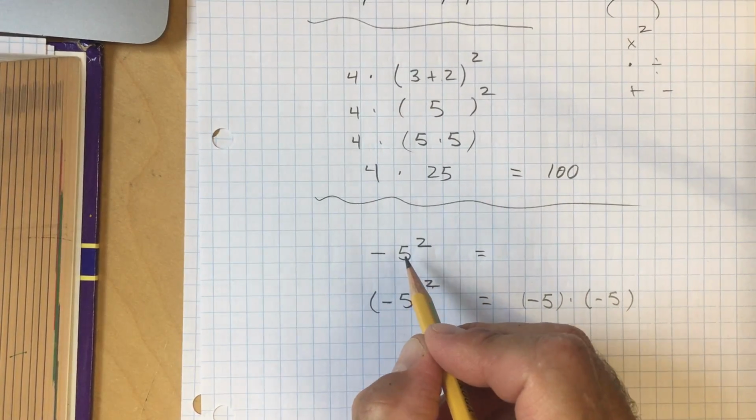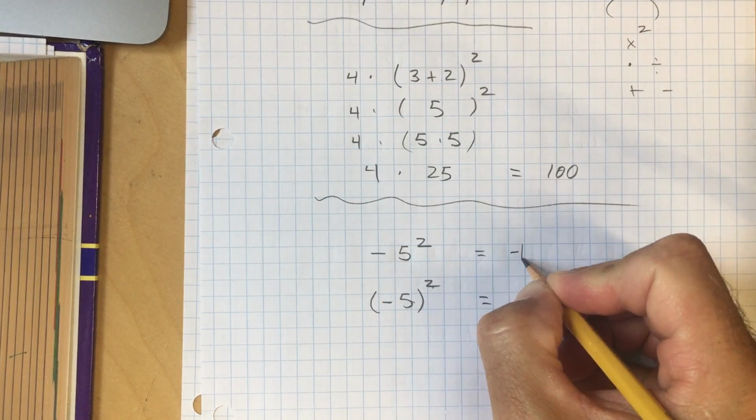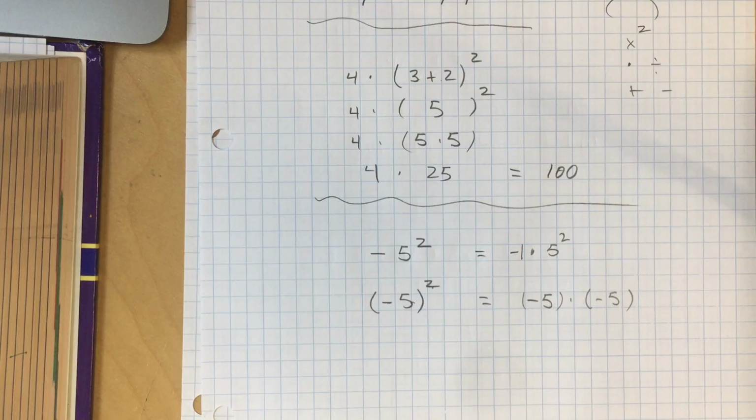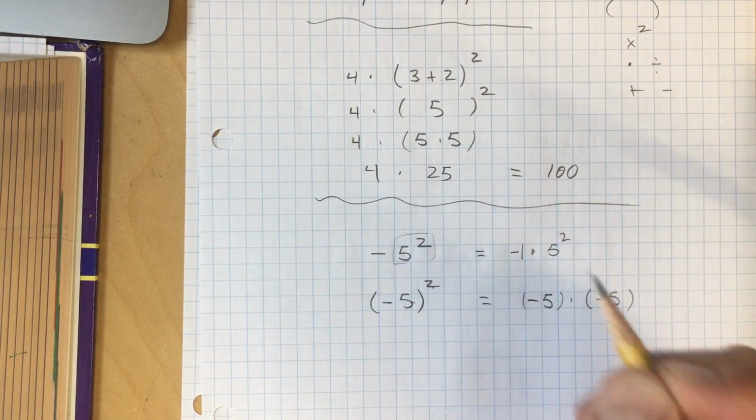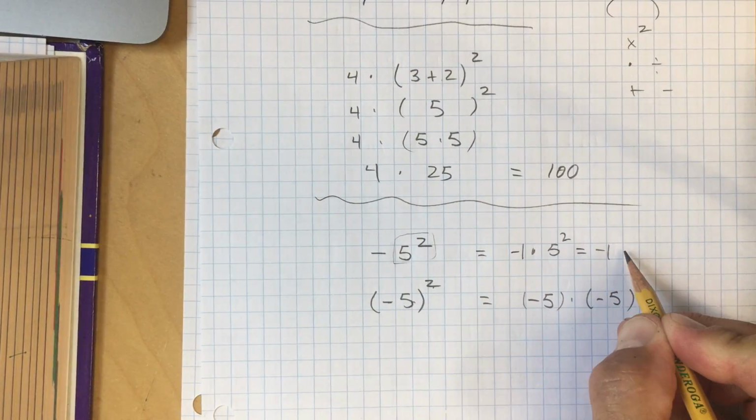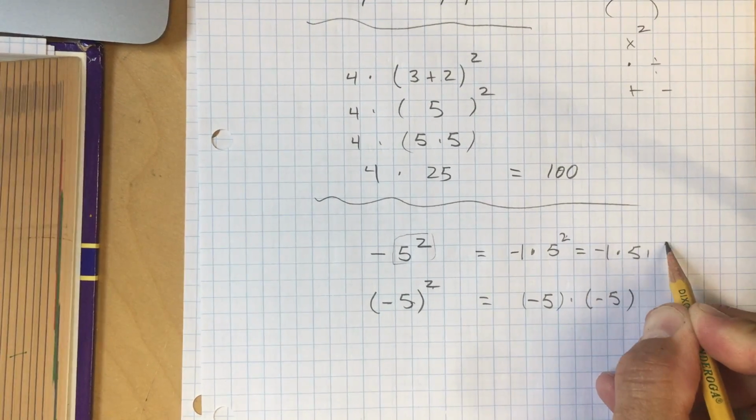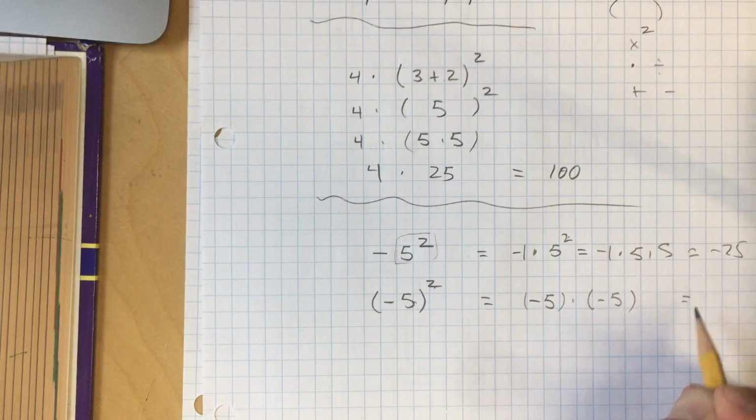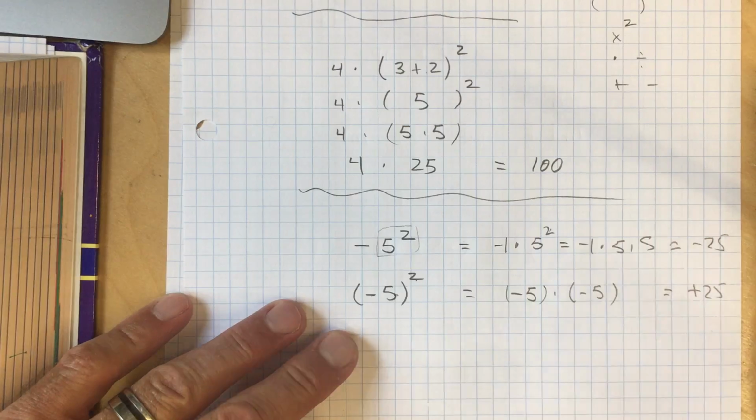Now this technically is the same as negative 1 times 5 squared. The squared is only applying to the 5. So this is really negative 1 times, and 2 5s, 5 times 5. So this is negative 25. This one down here is positive 25.